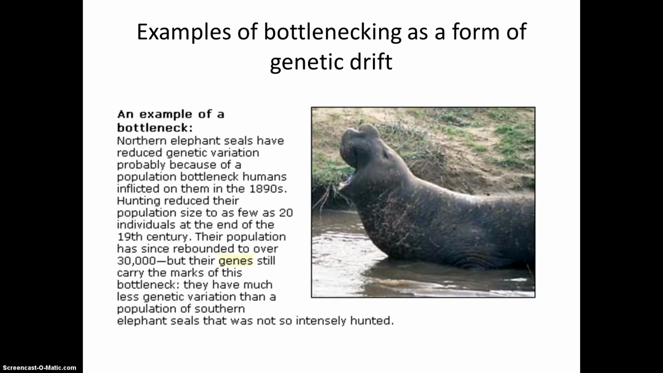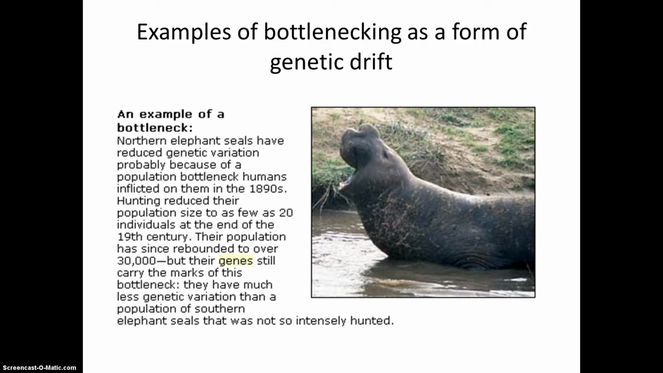Another example is the elephant seal. The northern elephant seal has a reduced genetic variation because they were hunted almost to extinction in the 1890s. At one point, they had as few as 20 surviving individuals in that population. When they finally were able to recover their numbers, now we're at about 30,000 individuals. Their genes still carry the bottleneck mark, where they are very, very similar to one another.